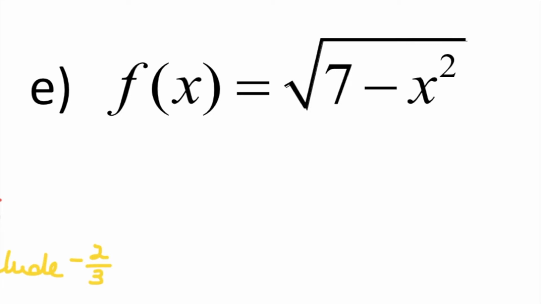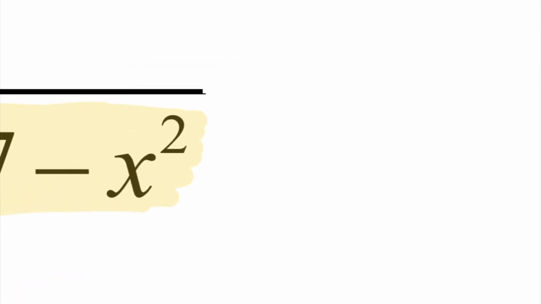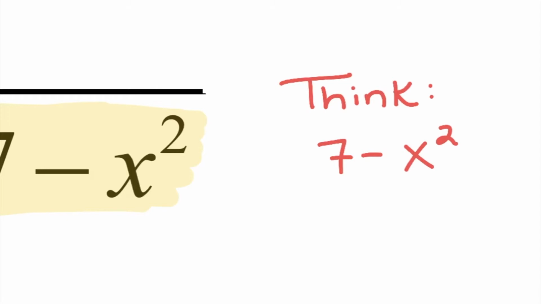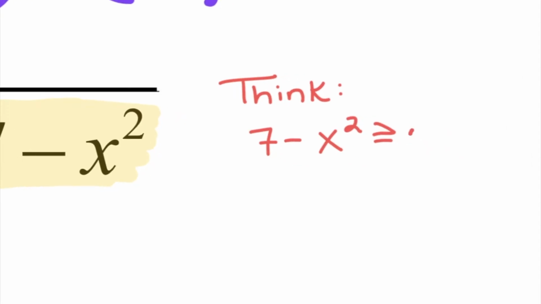So in this problem, this is a lot like letter C that we just did a couple minutes ago, where you take the inside of the radical, whatever is inside of the square root. That thing that I just highlighted yellow cannot be negative. It can be 0 and it can be positive. So our thinking is going to be here, think 7 minus x squared has to be greater than or equal to 0.